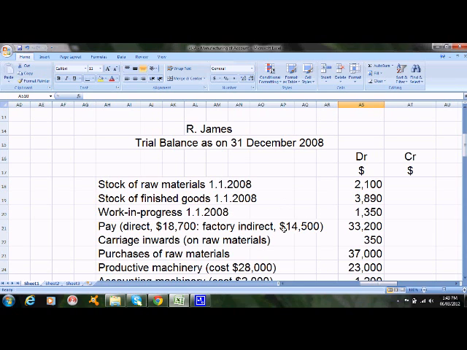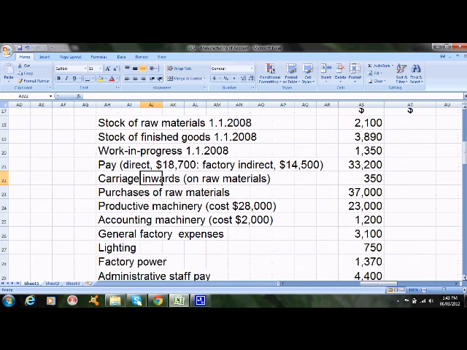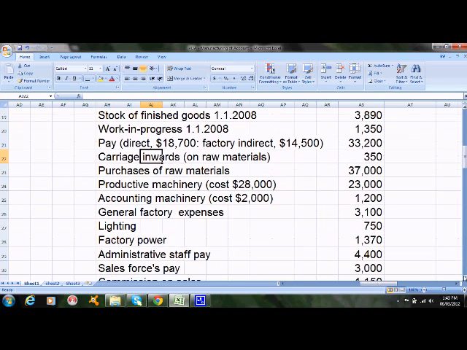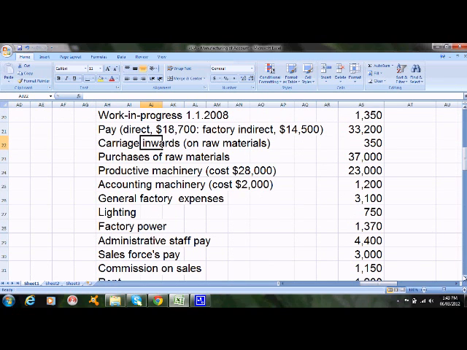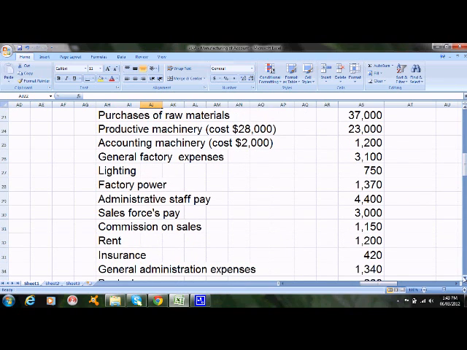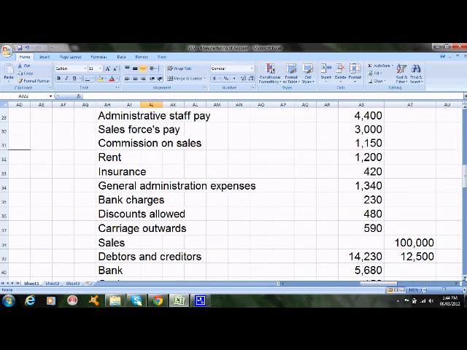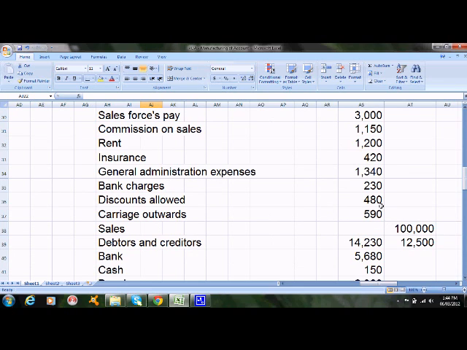Pay, direct pay and factory indirect pay are subdivided, but one total is 33,200. Carriage inwards on raw materials 350. Purchase of raw materials 37,000. Productive machinery cost 28,000, depreciation 23,000. Accounting machinery cost 2,000, depreciation 1,200, as it has been depreciated. General factory expense 3,100. Lighting 750. Factory power 1,370. Administrative staff pay 4,400. Sales force pay 3,000. Commission on sales 1,150. Rent 1,200. Insurance 420. General administration expenses 1,240. Bank charges 230. Discount allowed 480. Carriage outwards 590.